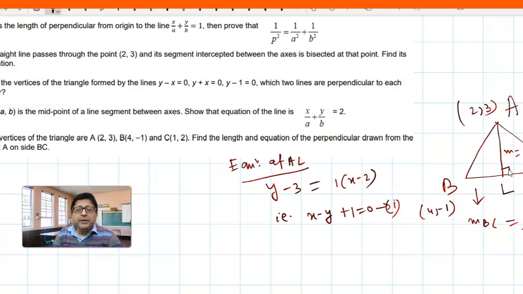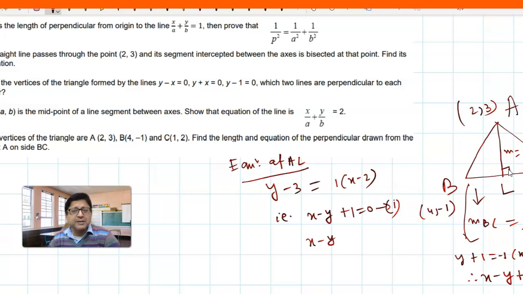Now to find the length AL, we can use the distance formula also. You find BC's equation and use the distance formula. But this one I wanted to show you in a slightly different manner. Okay, the equation of AL we found. Now we need to find the coordinates of L. So you write the equation of BC here. What is the equation of BC? Slope is minus 1. So y plus 1 equal to minus 1 into (x minus 4). Therefore x plus y minus 3 equal to 0. This is number 2.